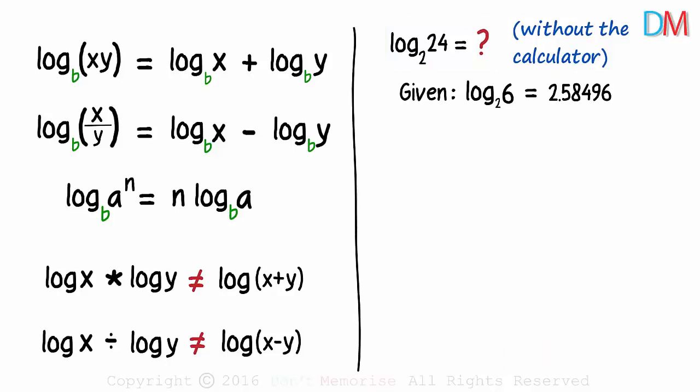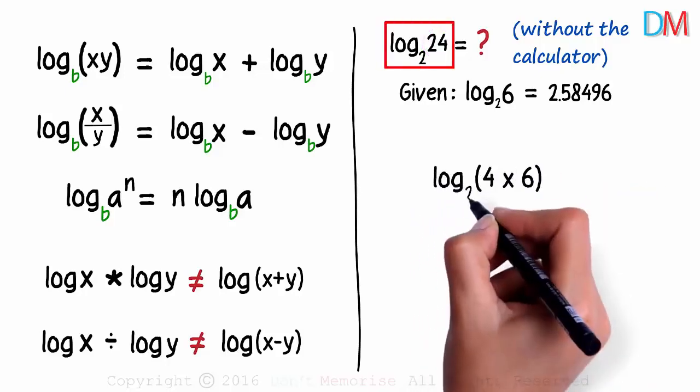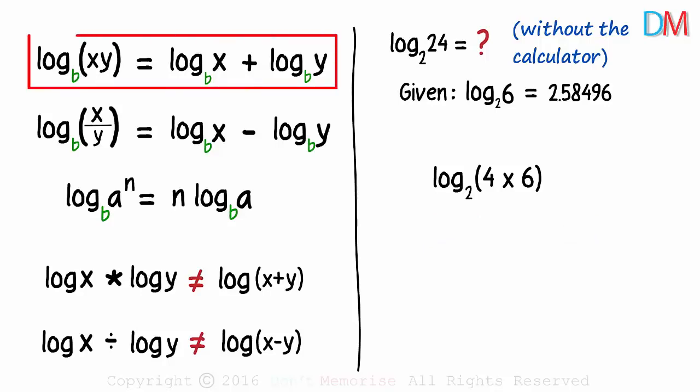The trick lies in writing 24 as a product of 2 numbers. This can be written as log of 4 times 6 to the base 2. The argument 24 is written as 4 times 6. Now why did we write it as 4 times 6 and not 2 times 12? You'll know soon. Let's try applying the first rule here.